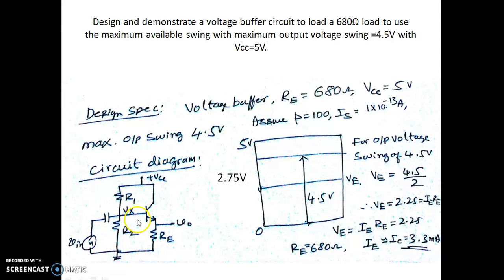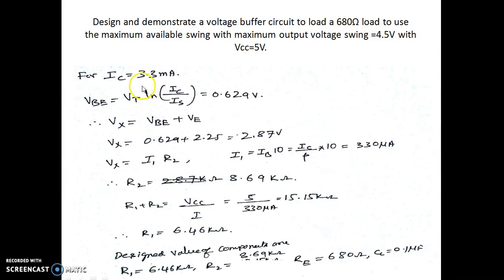So the value of Re is given. We should find out what R1 and R2 are, so that we can get a voltage buffer with gain less than 1, and the maximum swing can be 4.5 volts. So now it's necessary to find the values of R1, R2, so that we have a current of 3.3 milliamperes flowing through the transistor. So this is the expression we now have.